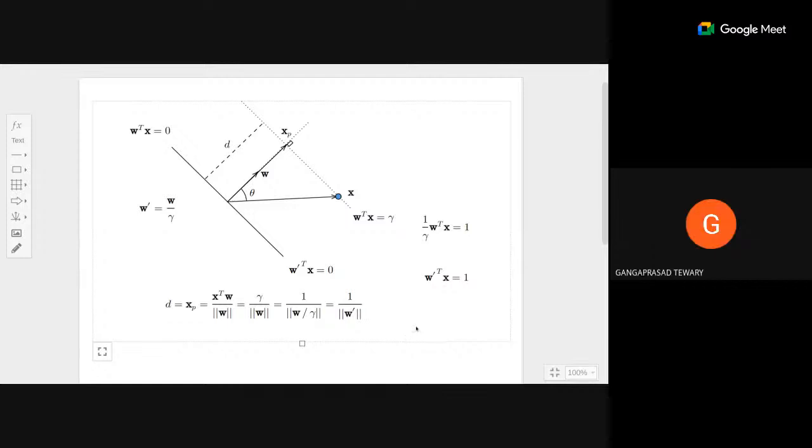Sir, a couple of quick points. W transpose X equal to gamma, and X transpose W equal to gamma, both are the same here, right? Yes, both are. And what Ravi was asking, I think that's the doubt of most of us. Once again I'm coming to the line passing through the origin, W transpose X equal to 0. When I multiply my point W transpose X by Y and get a gamma, isn't this gamma the distance of the line from the origin?